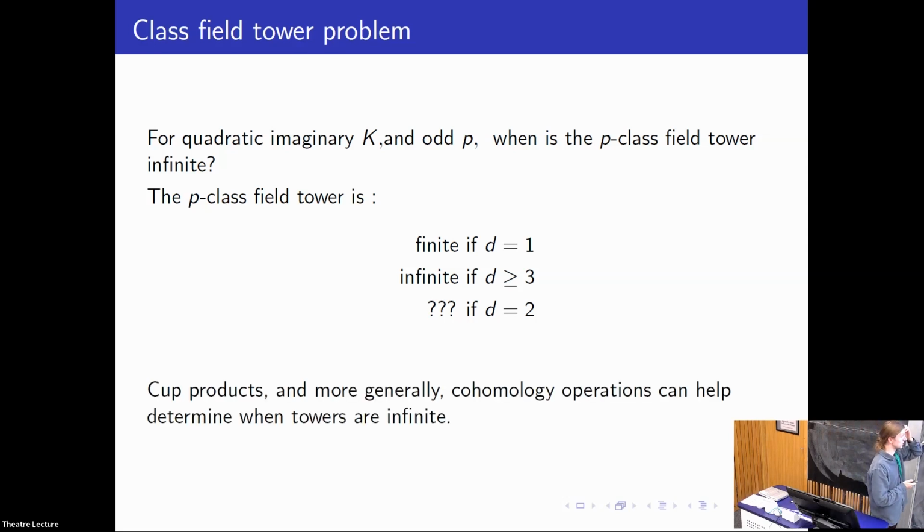It turns out, however, that you can use cup products and cohomology operations to help determine when p-class field towers are infinite. And you can use this to give the first examples of infinite p-class field towers for d equal to 2 for imaginary quadratic number fields. Let's see. So any questions?